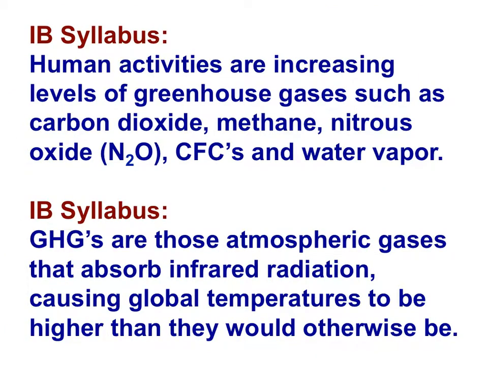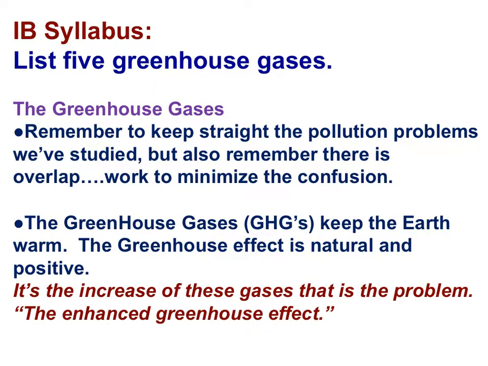Here are the two IB syllabus statements that drive this movie forward. Human activities are increasing levels of greenhouse gases, such as carbon dioxide, methane, nitrous oxide, CFCs, and water vapor. Greenhouse gases are those atmospheric gases that absorb infrared long wavelength radiation, causing global temperatures to be higher than they would otherwise be. Can you list 5 greenhouse gases?